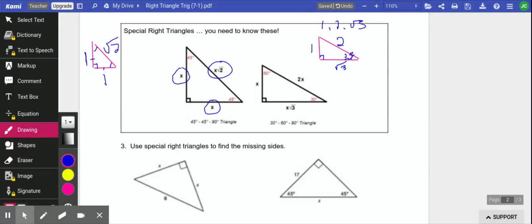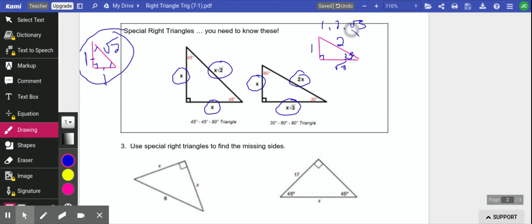Again, it doesn't necessarily have to be 1, 2, root 3, but they're always going to be in that ratio. So another way to write it is 1x, 2x, and x root 3. You need to know these. Next week, we're going to be using these very extensively to solve some other types of problems.